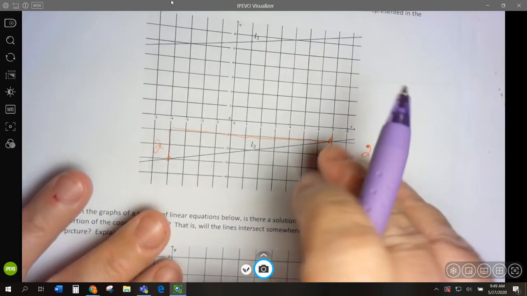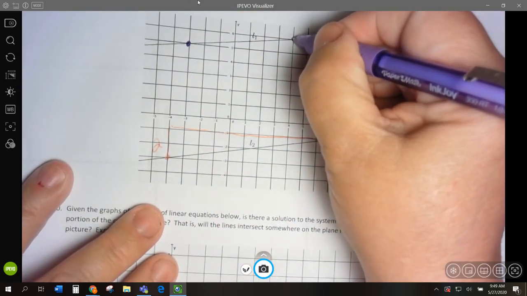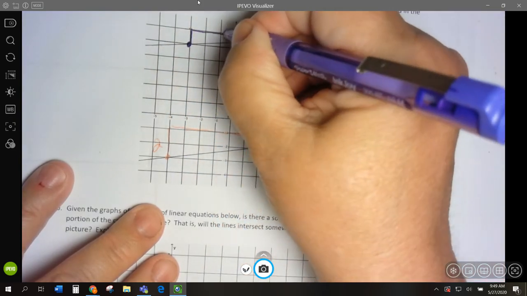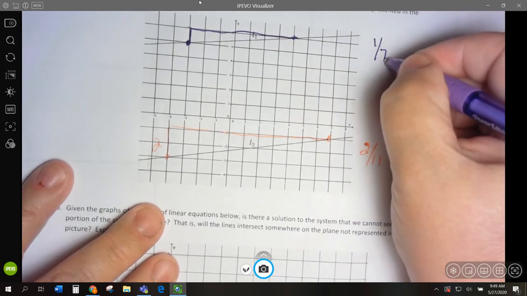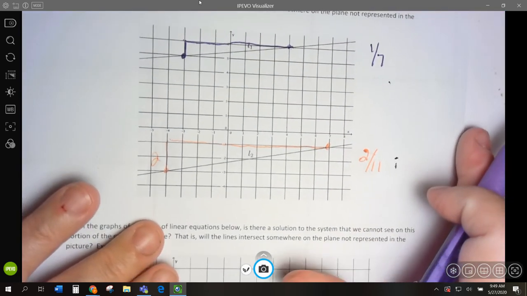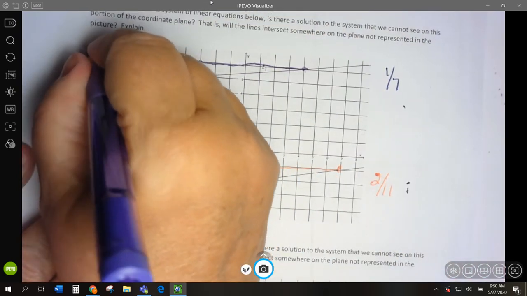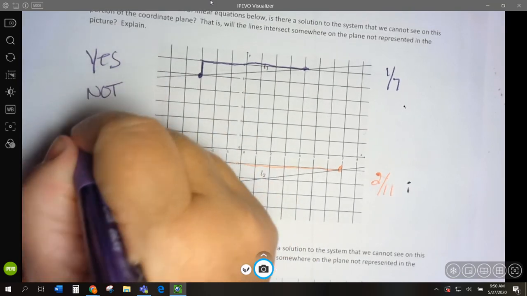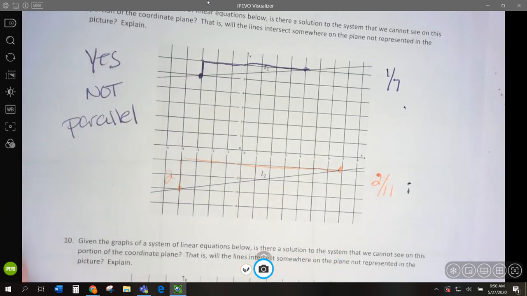Let's look at this one. We go from here to here, so we have a slope of 1 over 7, 1/7. Same slope? No, therefore they're not parallel. So yes, we will have a solution because they're not parallel. Since they're not parallel, they will cross.